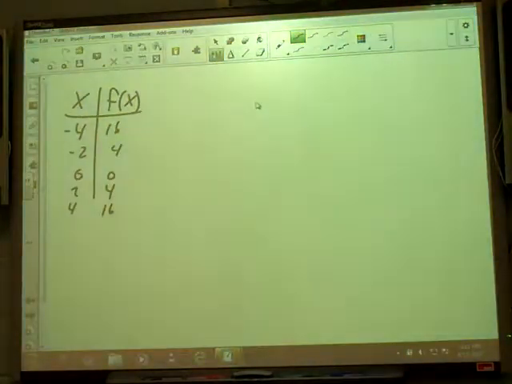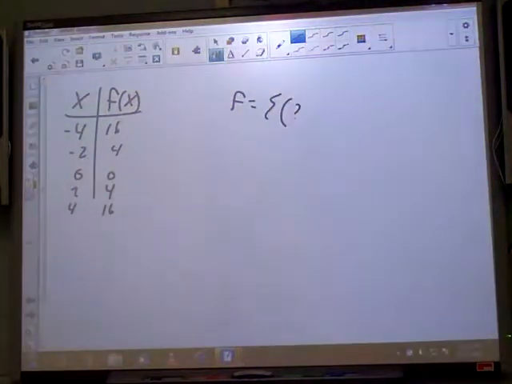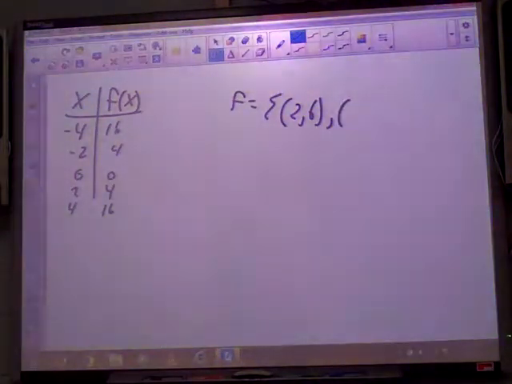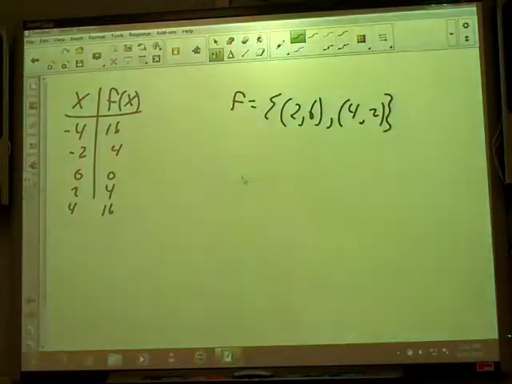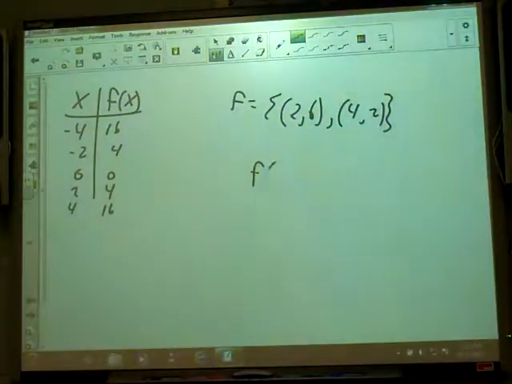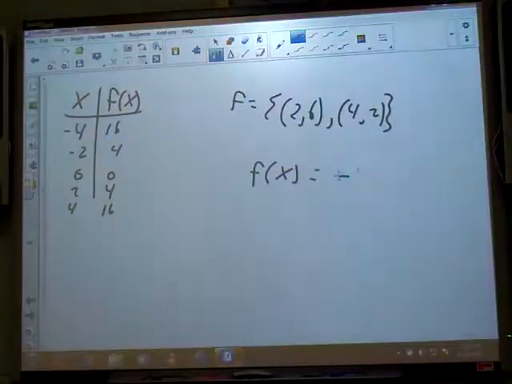The second one, I've got a set of ordered pairs. The function is equal to (2, 6), (4, 2). And then number 3, f of x is equal to negative x squared.